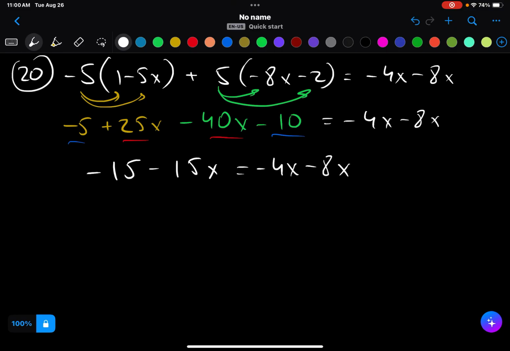All right. Then we have x on both sides of the equal sign. Get rid of the smaller one. And which one is the smaller one? In this case, it is the negative 15x, because the greater the negative number, the smaller it is. So add 15x to both sides to get rid of it on the left side. And that's going to give us positive 7x. Wait, what? Oh my gosh.